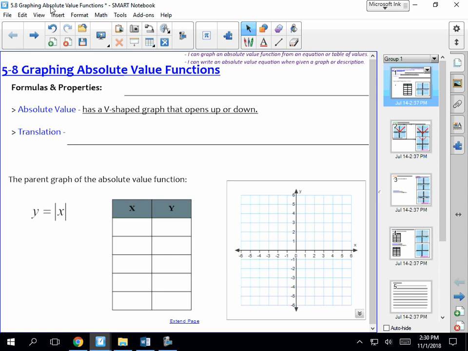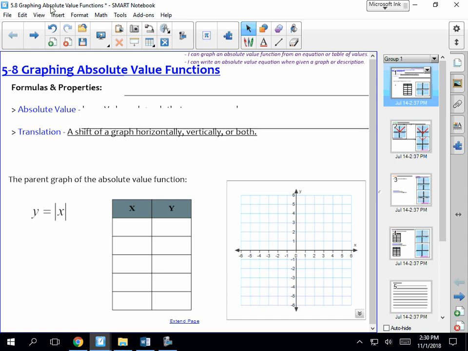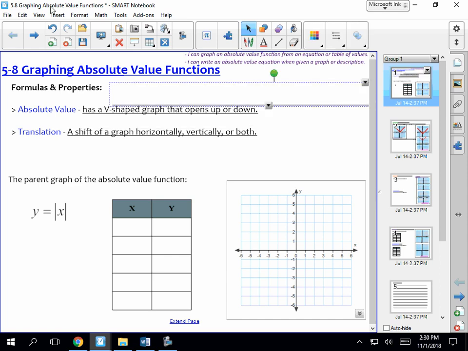You may have done that a little bit in your 8th grade Common Core math. Translation reflection rules. Translation is this: it's a shift of a graph horizontally, vertically, or both. By the end of this, we'll be able to move it left, right, as well as up and down. Super easy to do once you see it. So a shift of a graph horizontally, vertically, or both.